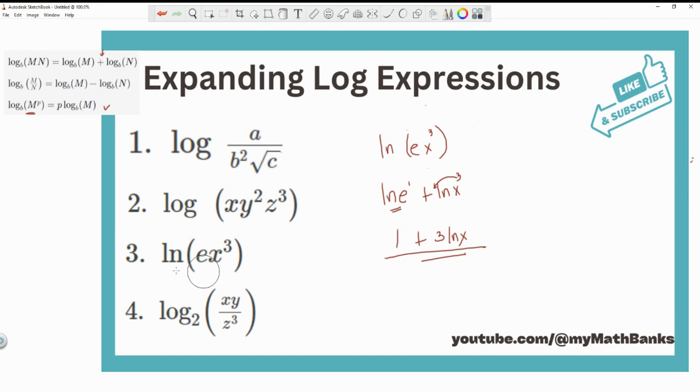All right, so let's try number 4. I think number 4 you should be able to do. Okay, so again, pause it, try it, and then we will compare.